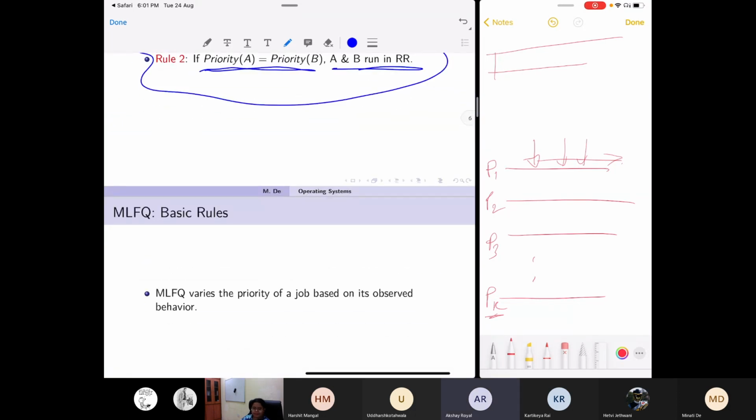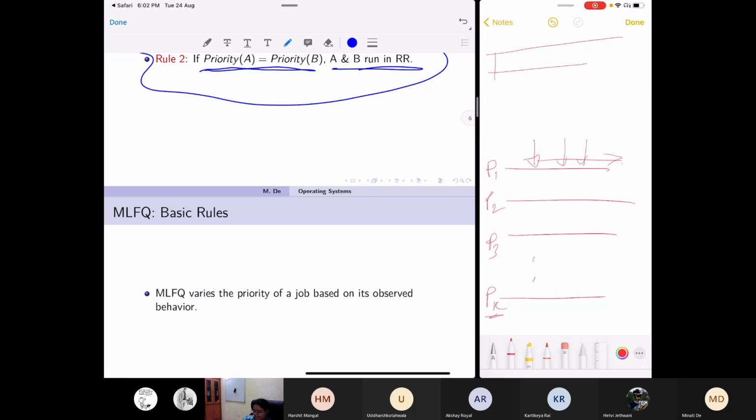IO-bound, yes. IO jobs should be kept at high priority because they give us spaces between two successive time intervals, so at that interval we can schedule another job. So the point is, if a job is IO bound, give it high priority. You are right. But how will you understand that?